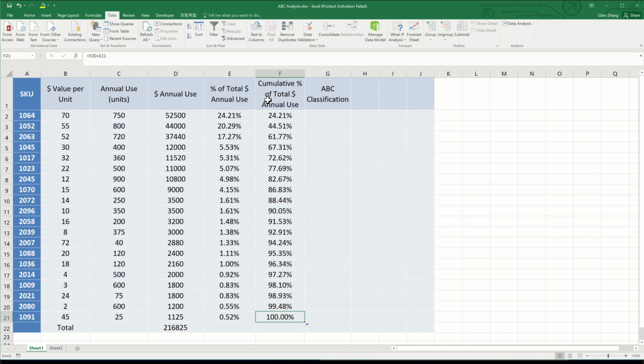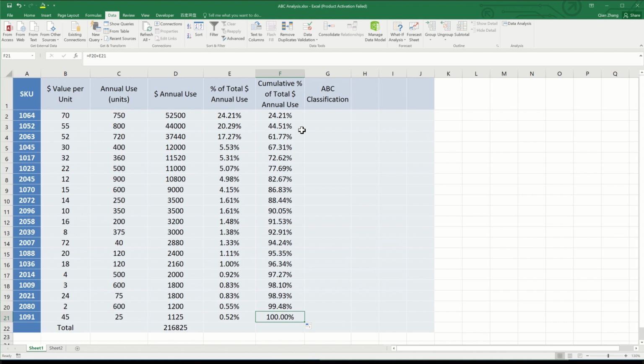Because according to the ABC analysis, according to the 80-20 principle, we want to find the 80% of the total values. We want to find which SKUs contribute to the 80% of the total values. So according to here, you can have different rules to classify your SKUs into different categories.